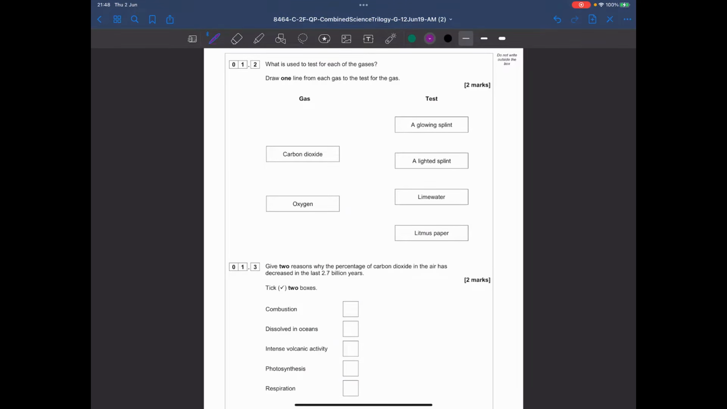Question 1.2. What is used to test for each of the gases? So these are some chemical tests you just need to know. The test for oxygen is that it relights a glowing splint. If you put a glowing splint into oxygen, it will relight. For carbon dioxide, we use limewater. Limewater is a clear solution, but if we put carbon dioxide into it, it goes cloudy.